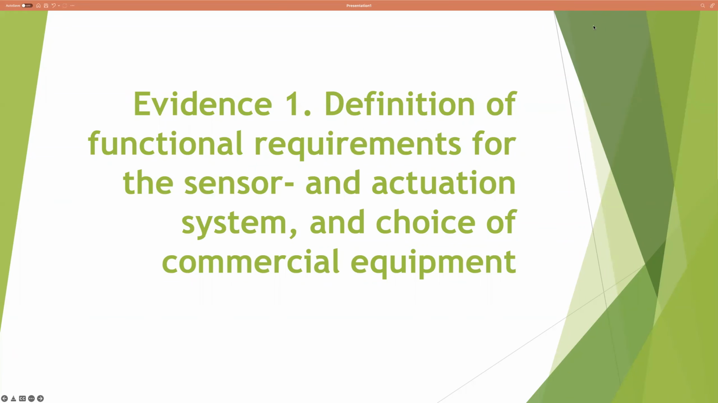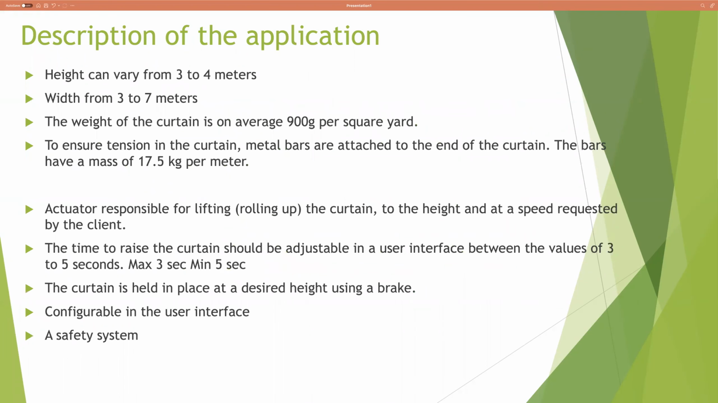All right, so evidence number one: definition of functional requirements for the sensor and actuation system and choice of commercial equipment. So basically, the description of our application: we have a curtain or door that must open and close manually and automatically. The door should have configurable speed, 3 to 5 seconds. It should be able to be held in place at a desired height using a brake system. It has to have a configurable user interface, a safety system, and some general information about our curtain.